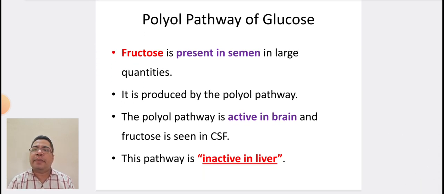Fructose is present in semen in large quantities. It is produced by polyol pathway. The polyol pathway is active in brain and fructose is seen in CSF. This pathway is inactive in liver.